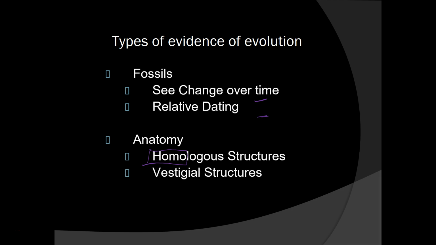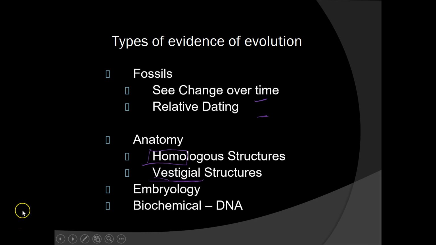Next, we had vestigial structures. These are organs that have lost their use in a species, but they may have been useful to an ancestor. There's embryology, which studies how developing embryos are similar in their earlier stages. And lastly, there's biochemical and DNA evidence, which compares those molecules. The more similar they are, the more related they are to each other. The closer the common ancestor.